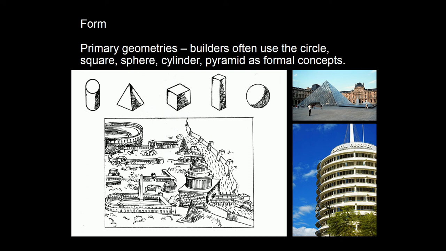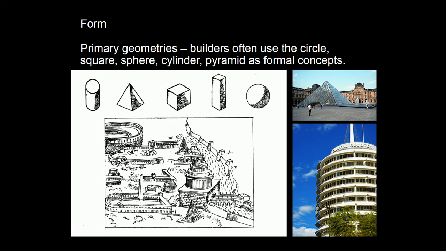And it's not just in ancient times that they were used, because right here, how many of you have gone to Hollywood? Anybody been to Hollywood? That's in Hollywood, the Capitol Records building. That is essentially a drum. This is the entrance to the Louvre by I.M. Pei, and it's essentially a glass pyramid. Okay? So those are all primary geometries, simple geometries.